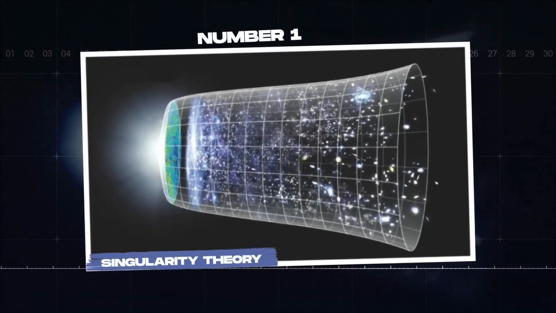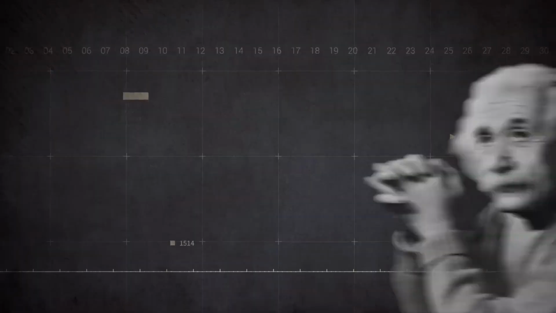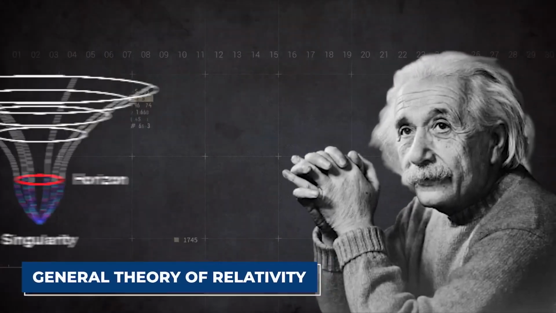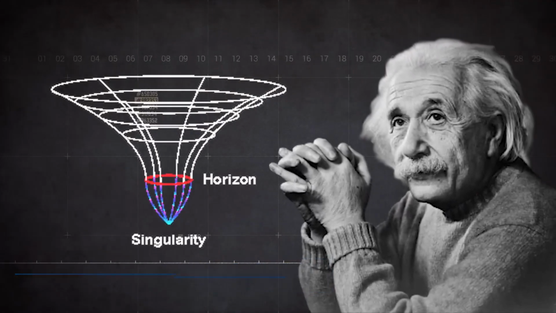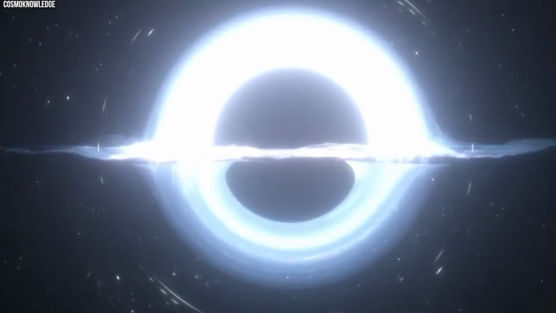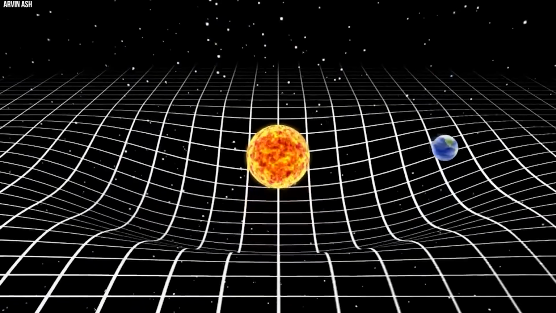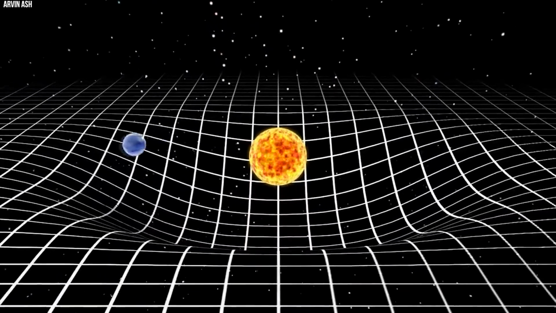Number 1. Singularity theory. A widely accepted view of black holes, stemming from Einstein's general theory of relativity, is the singularity theory. This suggests that at the center of every black hole is a singularity, a point where space-time curves infinitely, and matter is compressed to infinite density.